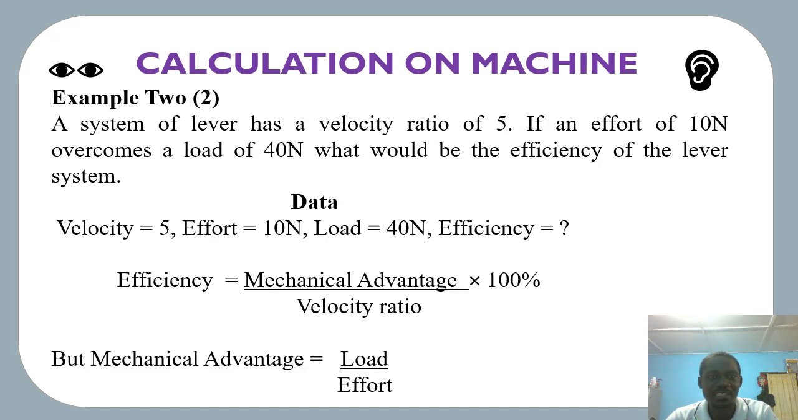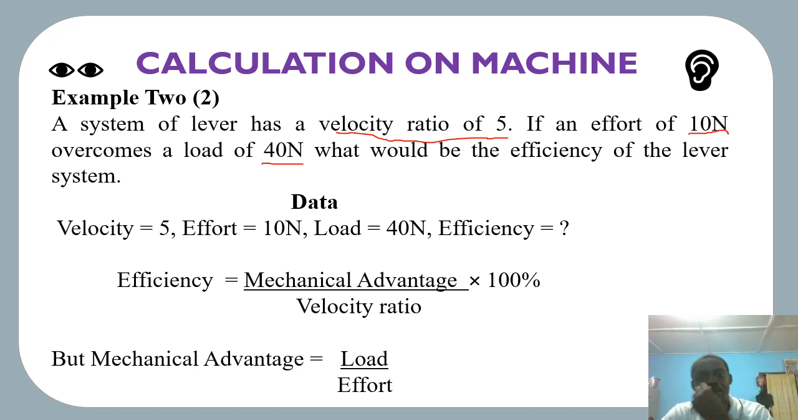A system of lever has a velocity ratio of 5. If an effort of 10 Newton overcomes a load of 40 Newton, what will be the efficiency of the lever system? It's a past question, WASSCE. Our data from the question: the velocity ratio is equal to 5. The effort, energy input, effort is 10 Newton. And the load is used to overcome a load of 40 Newton. What will be the efficiency of the lever system?